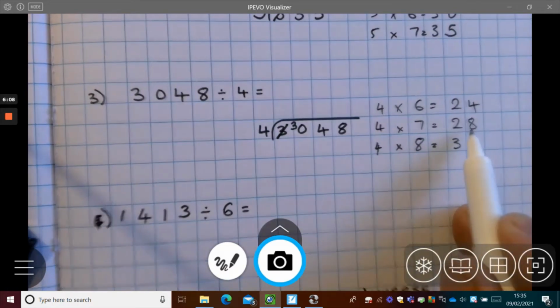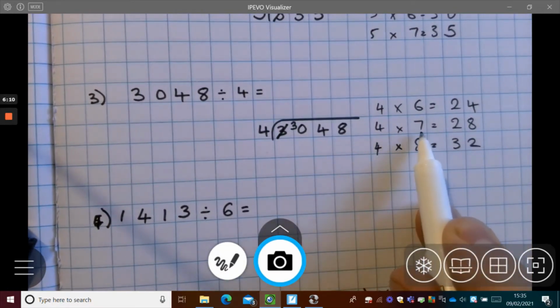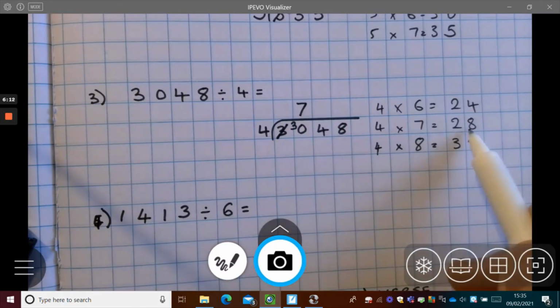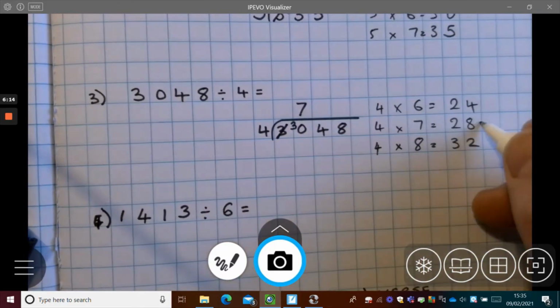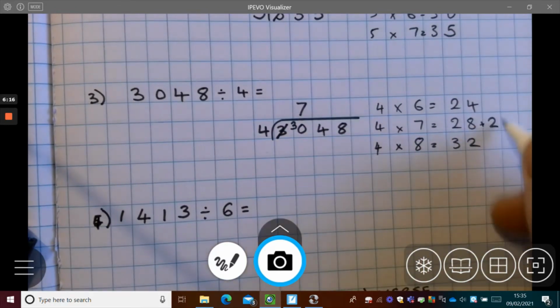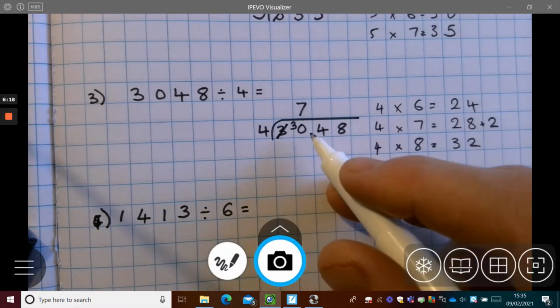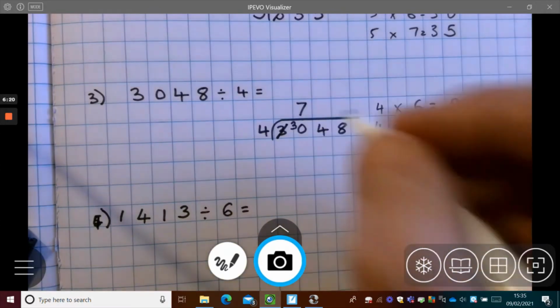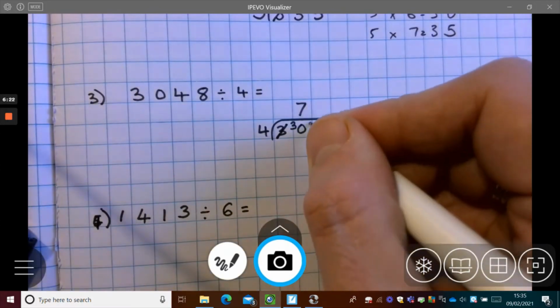Right, so I'm going to say that I can definitely make 7 groups, but with 30, I've got 2 to add on to get to the 30. The difference between 30 and 28 is 2. That's the remainder that I bring across.